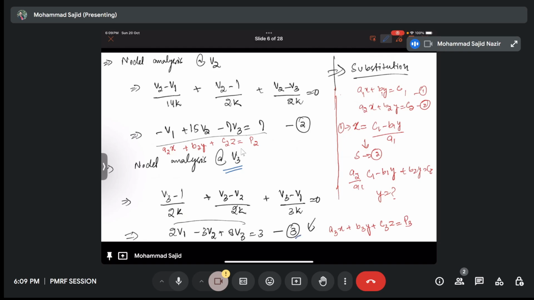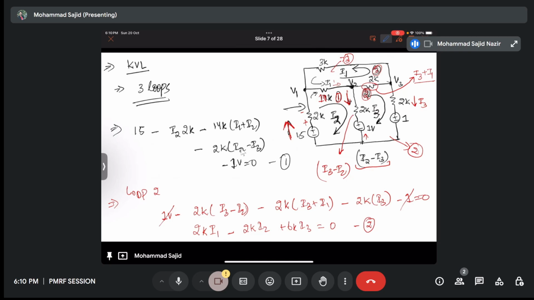So now you have 3 linear equations, and now you can use the substitution method, and you can use this method to get the solution. For example, if I have 2 equations, I can use the substitution for x as c1 minus b1 y by a1, and then substitute it in the second equation to get y. So this is one way.